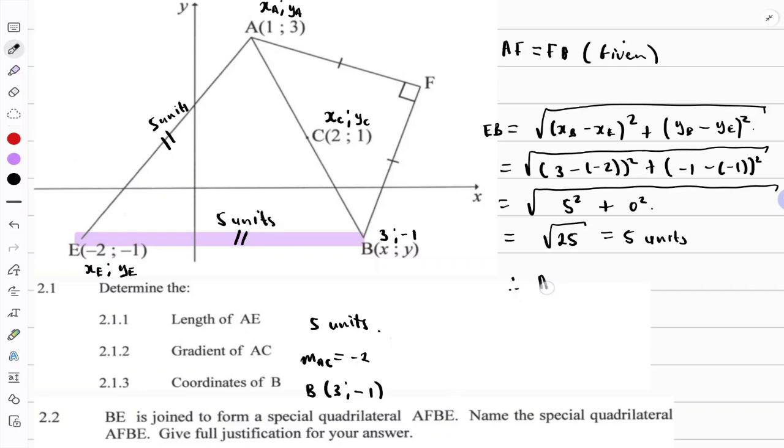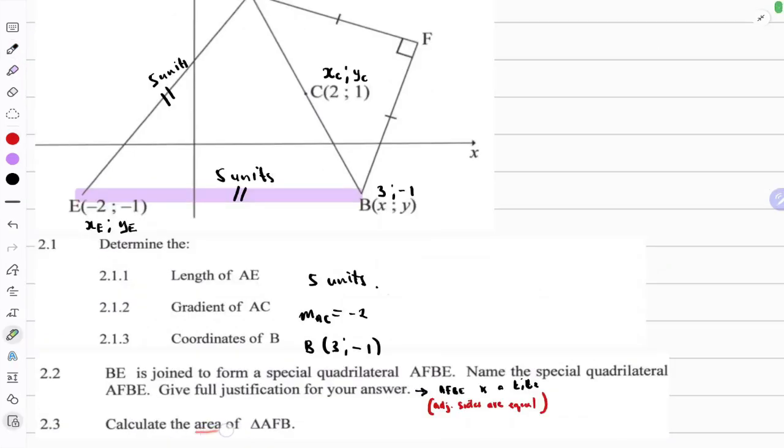Therefore, AE is equal to AB. This implies that AFBE is a kite, and the reason is adjacent sides are equal.